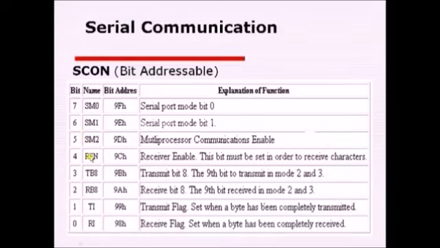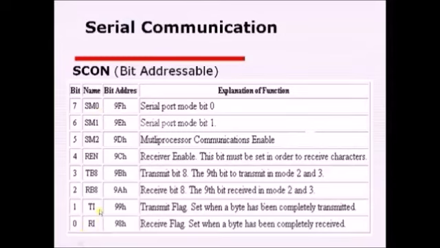And REN, if you program this particular bit to logic 1, then the receiver gets enabled. If you program it to 0, then the receiver gets disabled, so that we cannot receive any data from the external world. TB8 and RB8, these two are the bits which are used for holding the 9th bit during mode 2 and mode 3.